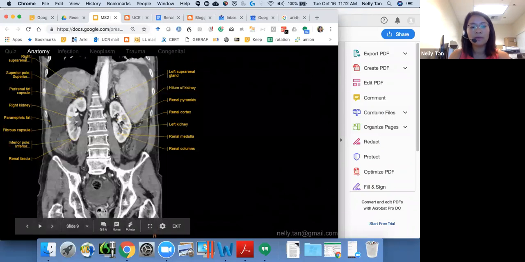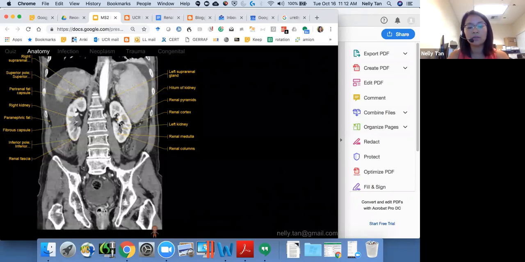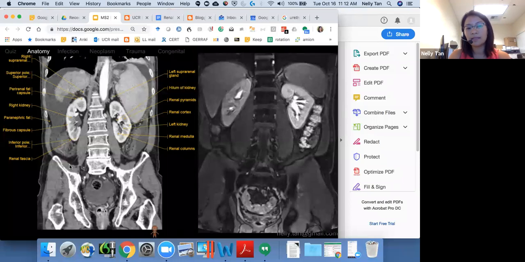urethra. So sitting on top of the kidneys are the adrenal glands, and that's part of the retroperitoneum, which is separate from the peritoneum, which has bowel, colon, parts of the pancreas, stomach. This is a CT. A CT, we use radiation.